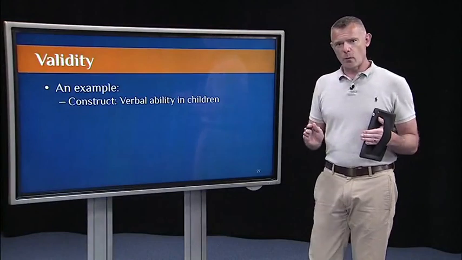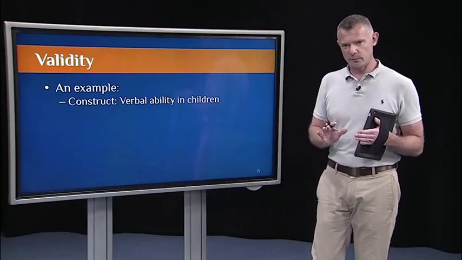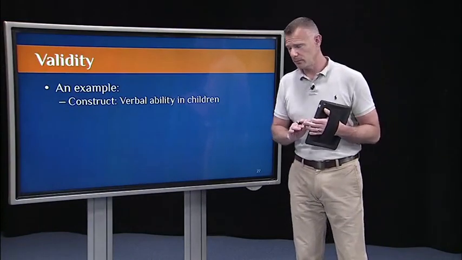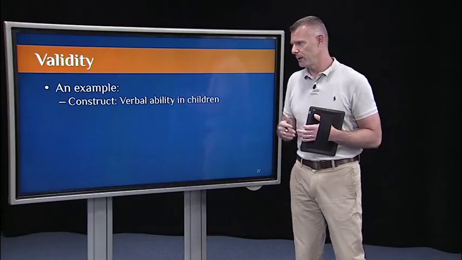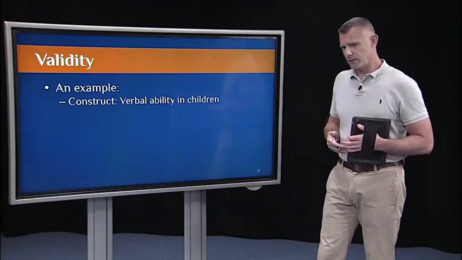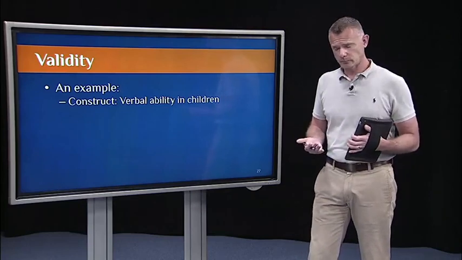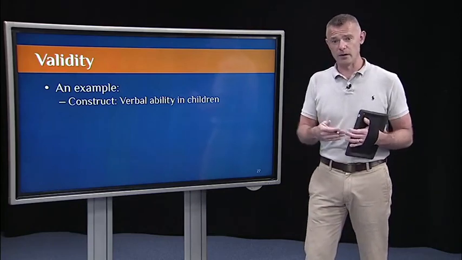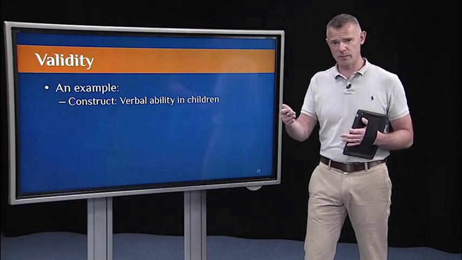So to illustrate those four types of validity, I'm going to take a very simple example that's not very controversial. We'll move away from the intelligence tests, but related. Let's look at verbal ability in young children. This is a construct. It's a very important construct for academic achievement.